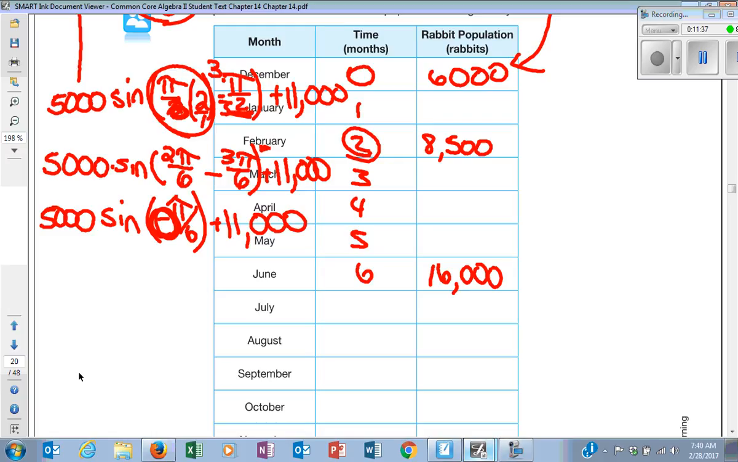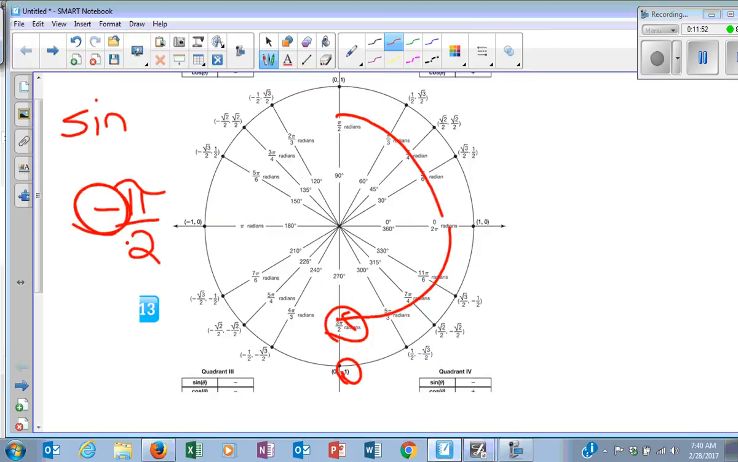How are we doing? All right, let's go back for just a second. We don't have to do too much. We've already done our math, but let's talk about how to do it on the unit circle again. I'm going to look for the sine of negative pi over 6. So the way I do that is I go to my unit circle.